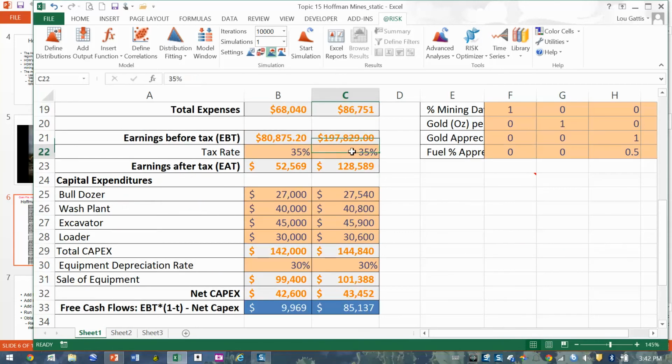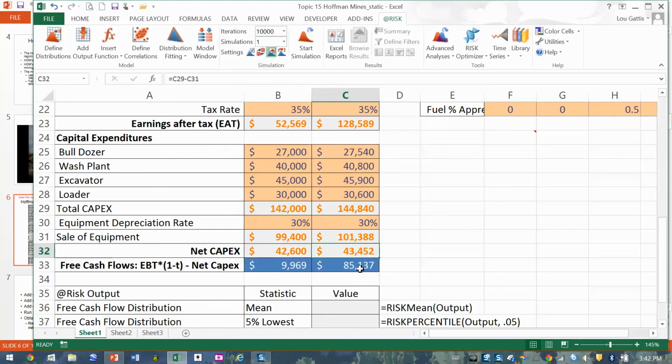I'll further assume the same tax rate, and I'll assume that the equipment prices are going up by the inflation rate of 2%. So their equipment cost for next year, after selling it back, would be a net capex of $43,000, again 2% higher than last year, which would give them a free cash flow of $85,000. So this $85,000, we'll call that either a deterministic value or a point estimate or a static estimate. This is my best guess for next year.